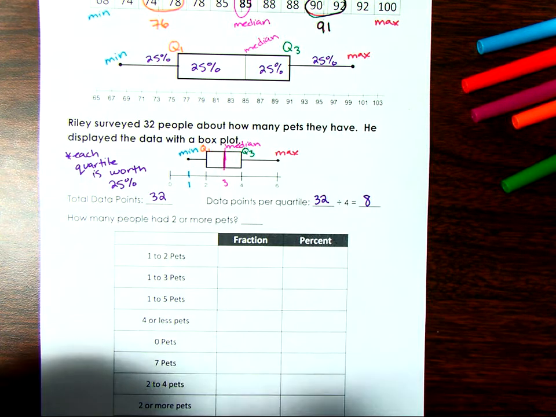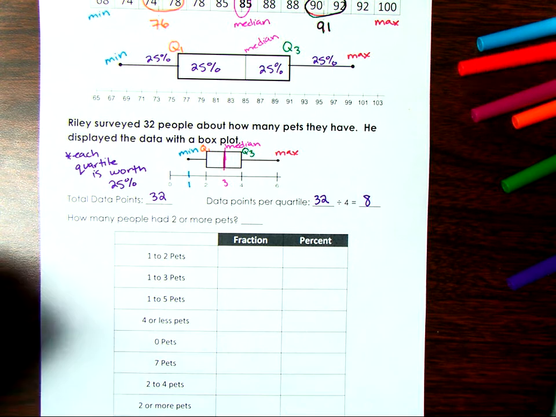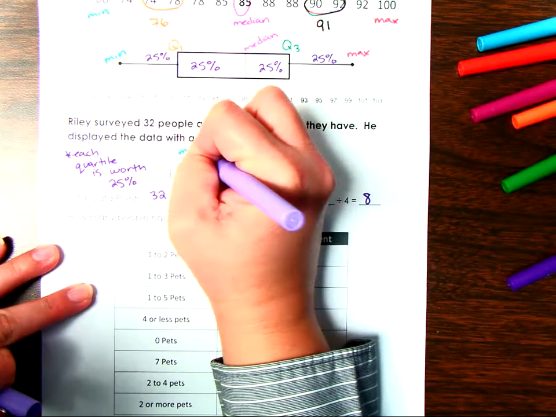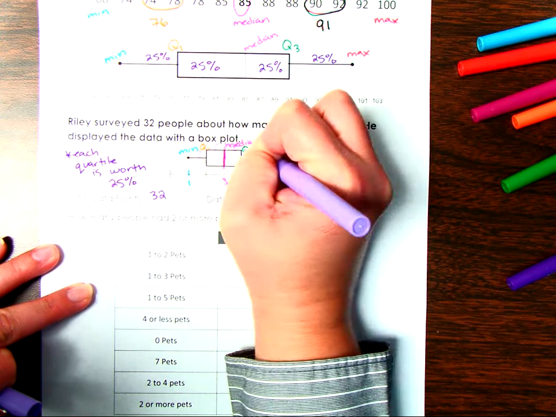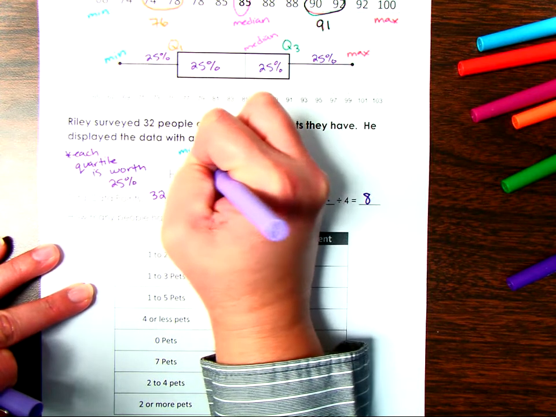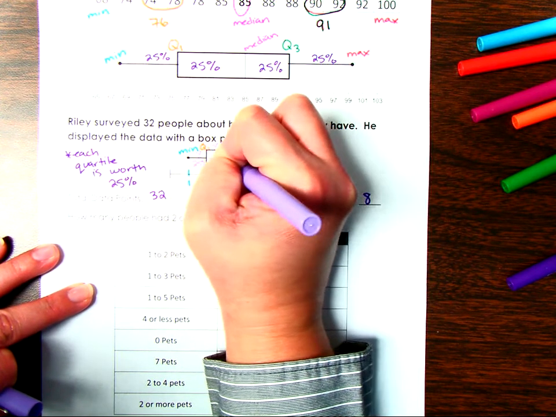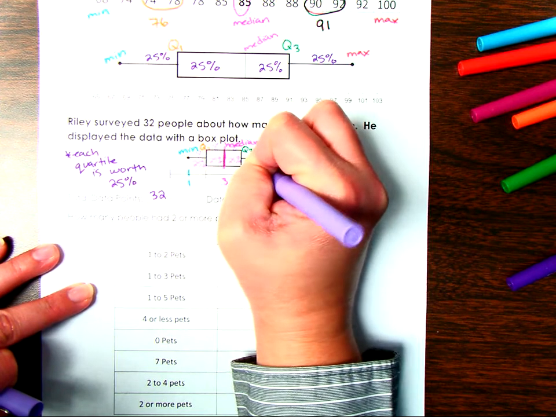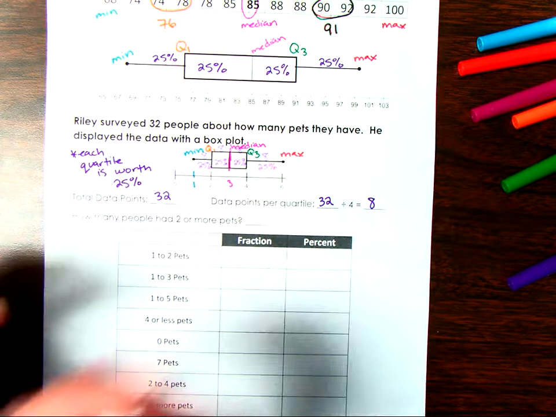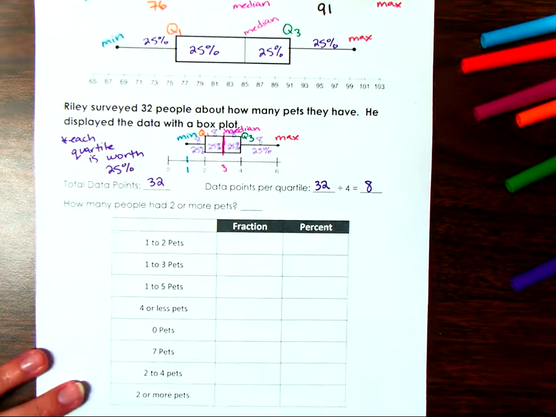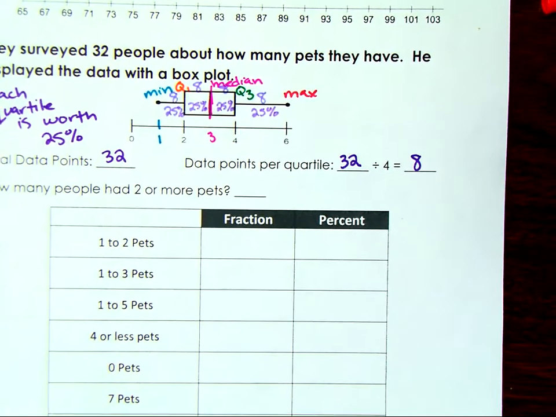So I'm going to do like a light purple. I'm going to say 8, 8, 8, and 8, and each one is worth 25% of the data. Okay, so we don't need to know all of the 8 numbers that are in there, but we can see that that would be how many are in each group.